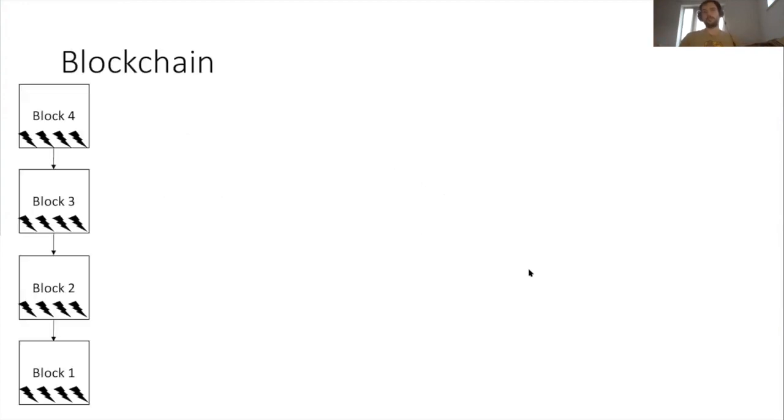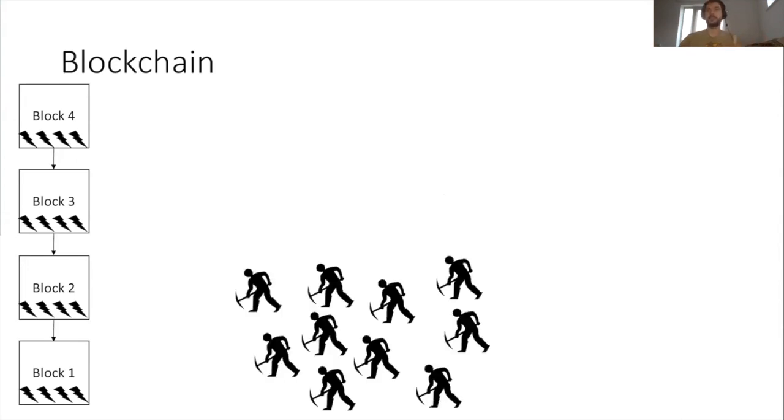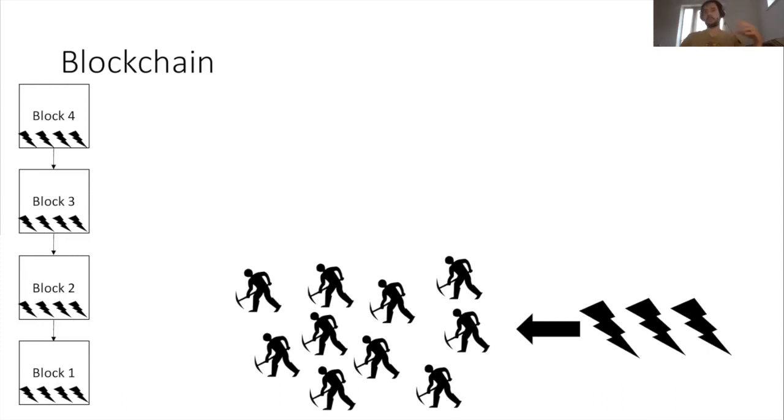As you probably know at this point, blockchain is a chain of blocks. Inside those blocks, we have some transactions. The blockchain is maintained by some miners. The miners receive transactions from the clients. They verify them, they order them, they pack them into the blocks, and then they attach the block on top of the chain.